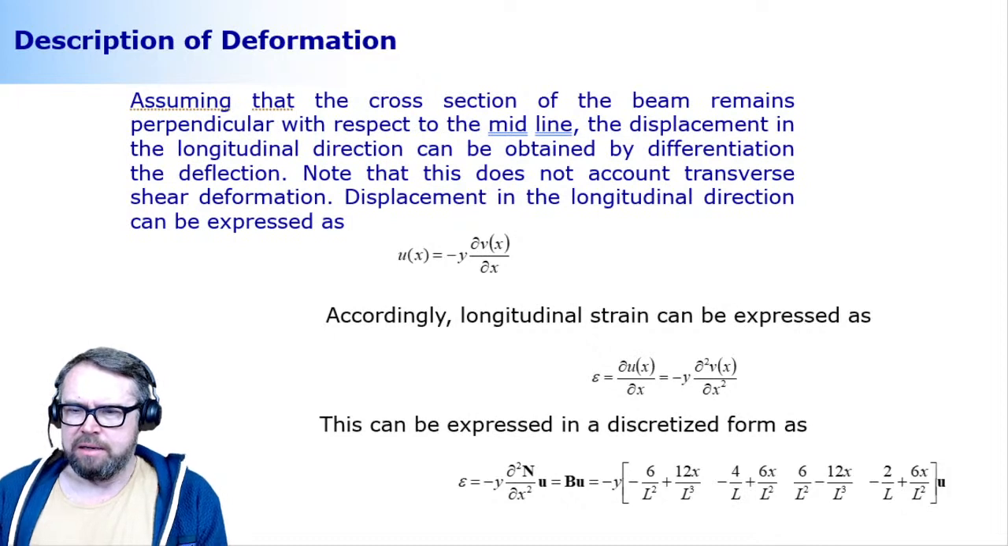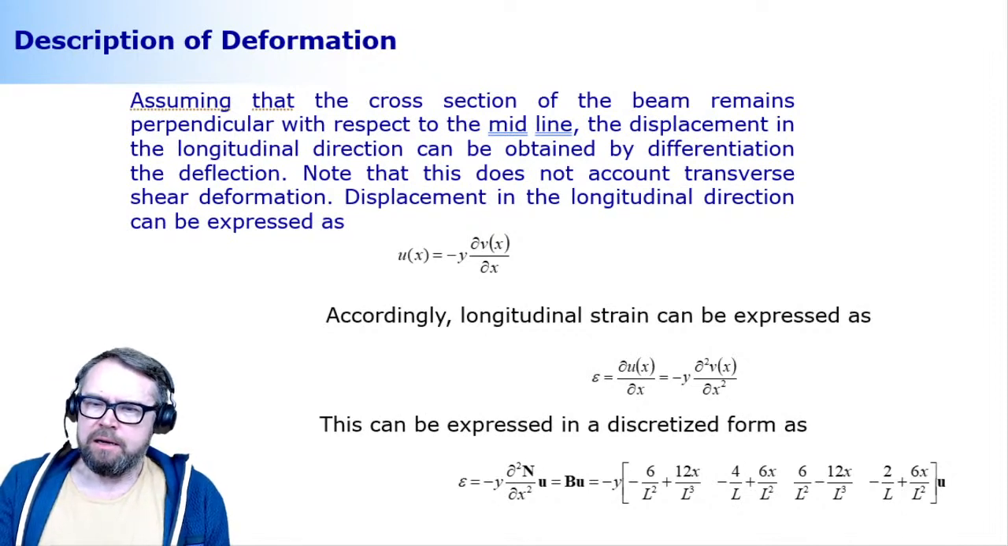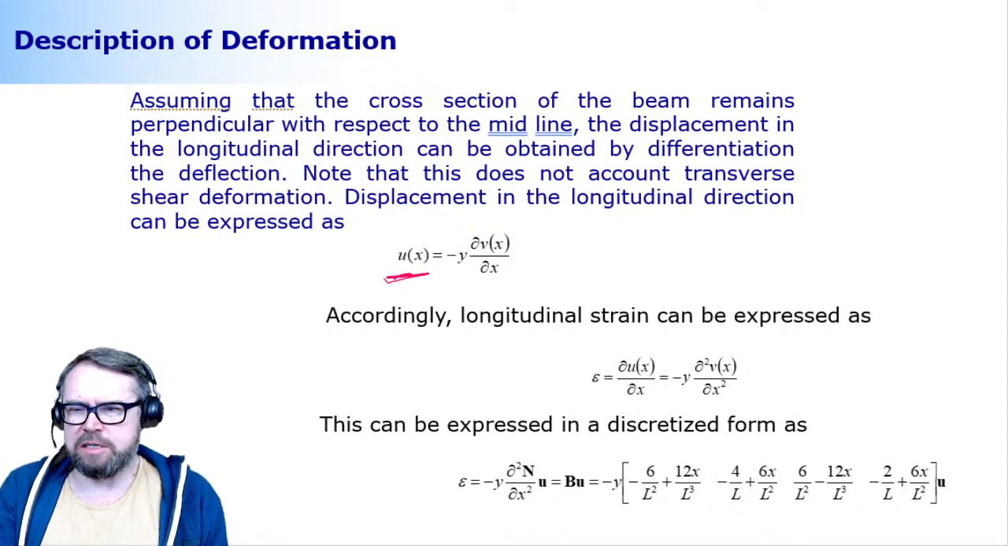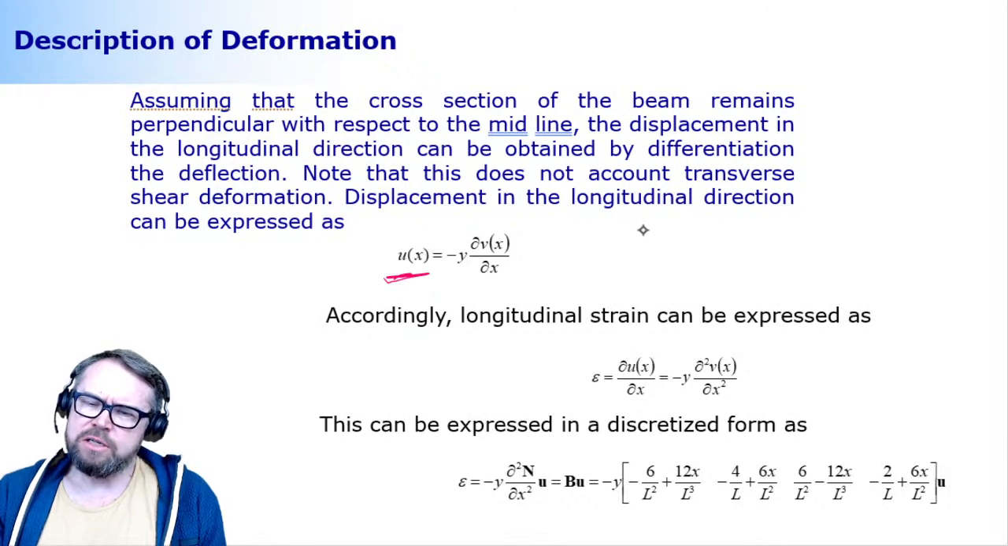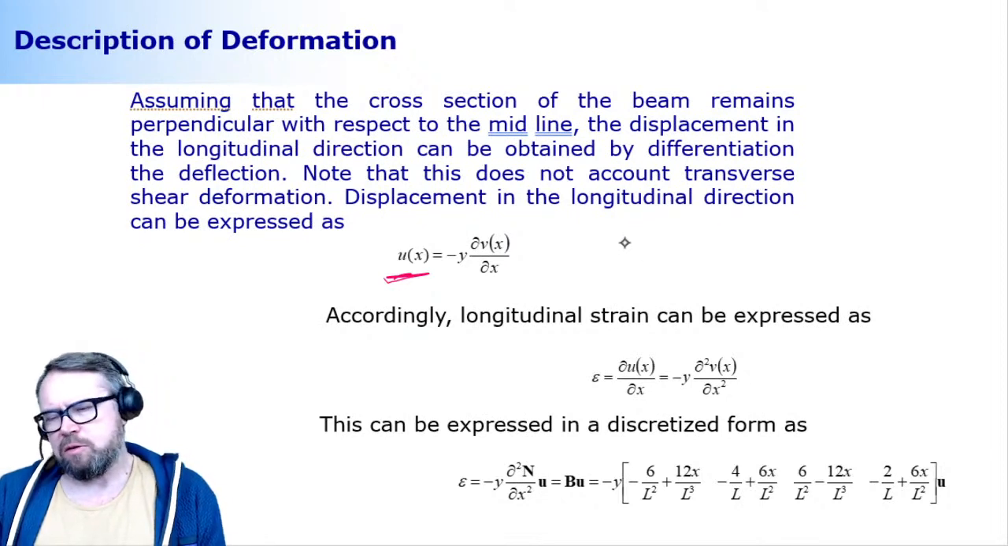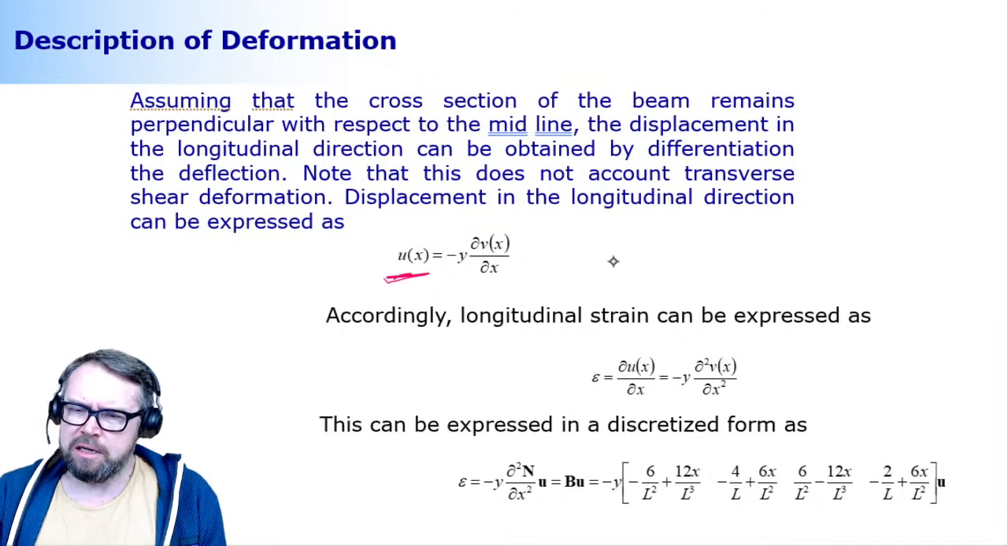Okay, now, in the case of beam elements, how can I express my stiffness matrix? The important thing is that I first of all need to relate my displacement in the y direction to my displacement in the x direction. So this is how the relation goes. And this is just based on how the cross section is rotated. So let me try to describe this to you.